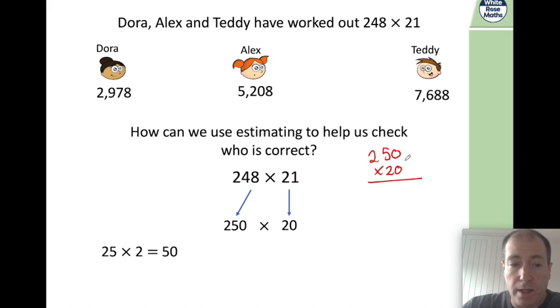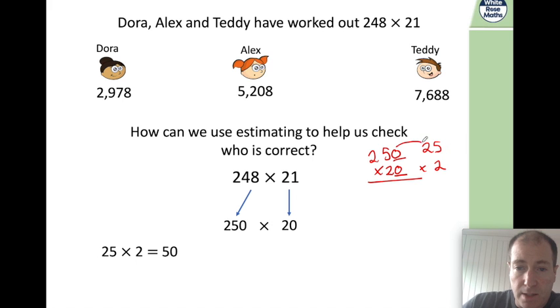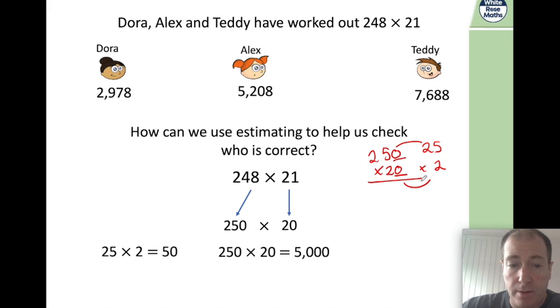One way is to think about this as, instead of 250, think of it as 25 and think of it times by 2. That's one way, but you'll notice we have a 0 and a 0 there, which we haven't put into the question here. Have you noticed this is actually 10 times smaller? And that's 10 times smaller. So if we know that 25 times 2 is 50, we really should be multiplying by 10 and multiplying by 10 again. So we need to make the number 100 times bigger to give us 5,000.